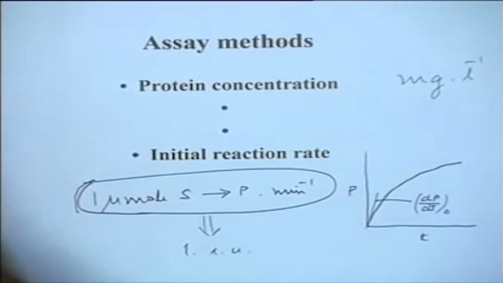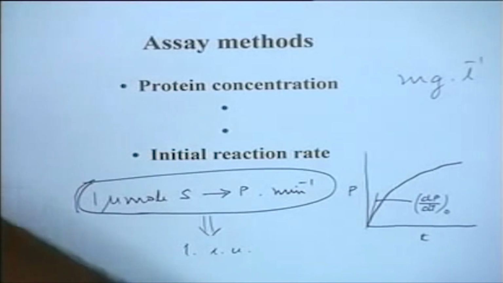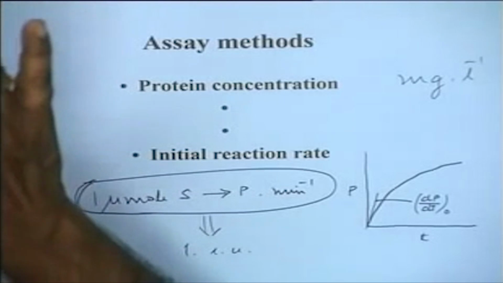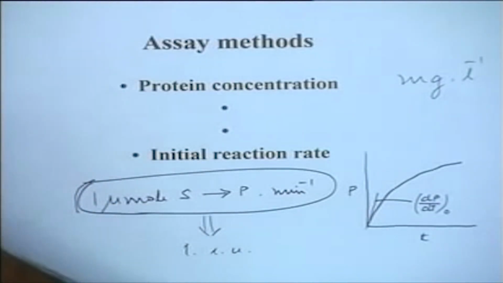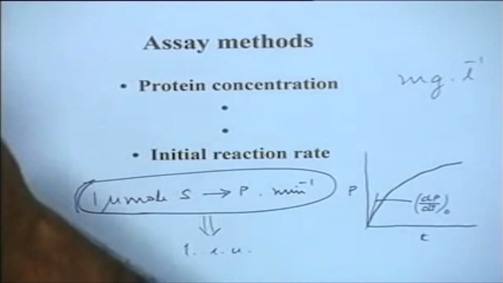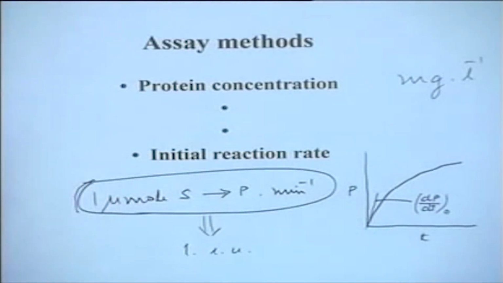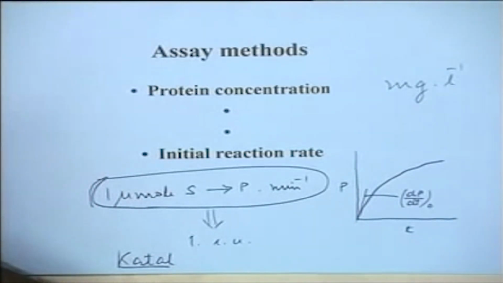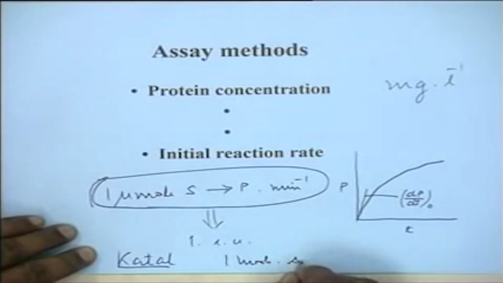I was referring to the definition of international unit. In a general statement, 1 micromole of product formed per minute of the reaction can be considered as 1 international unit. Now, one limitation is that although it is a very widely accepted unit, we must also admit that this is not an SI unit, which is the internationally accepted system of units. In the case of enzyme activity, the SI unit is the katal. In terms of rate, a katal is the quantity of enzyme that will produce 1 mole of product per second, is it not? 1 mole of product per second.